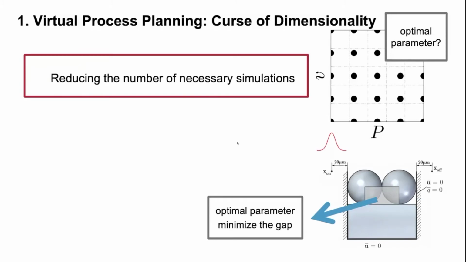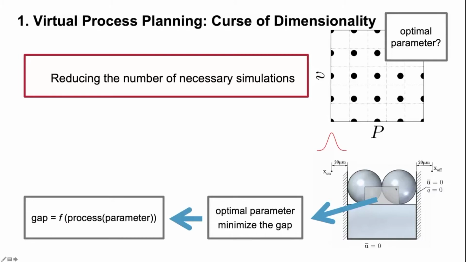Here's an example of the definition of an optimal parameter. It could be, for example, the gap between two particles, with a goal to create highly dense parts. So we want to minimize the gap in order to have a fully dense part. And then the gap is a function of the process, and the process is a function of the parameter sets. Parameters here: laser power and velocity.